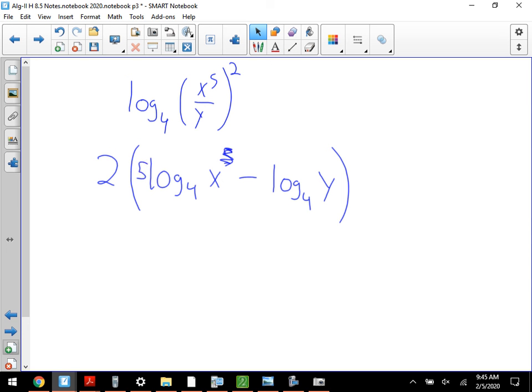Yes, sir? And you couldn't distribute the 2? You can, but in this case, since it's like this, it's just as quick. Either one would be fine. Honestly, either one would be okay, because then you'd have 10 log base 4 of x minus 2 log base 4 of y. It's the same answer, technically. Okay. All right, does that make sense?